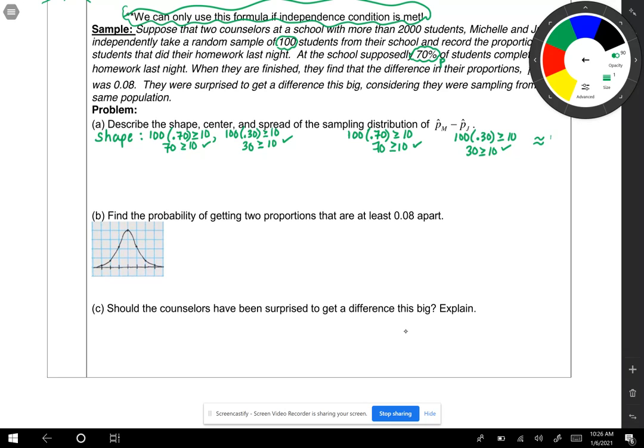So the sampling distribution of their differences will be approximately normal. And there's your work to show that.